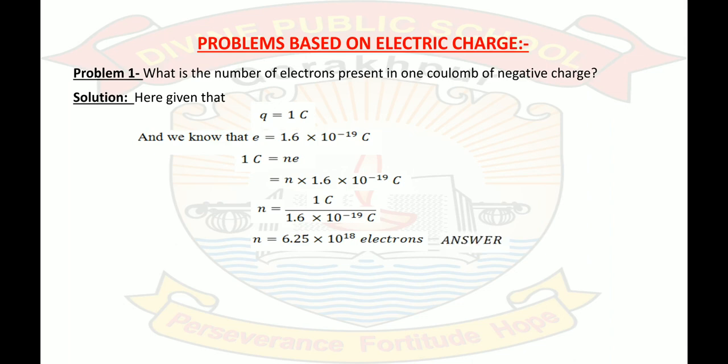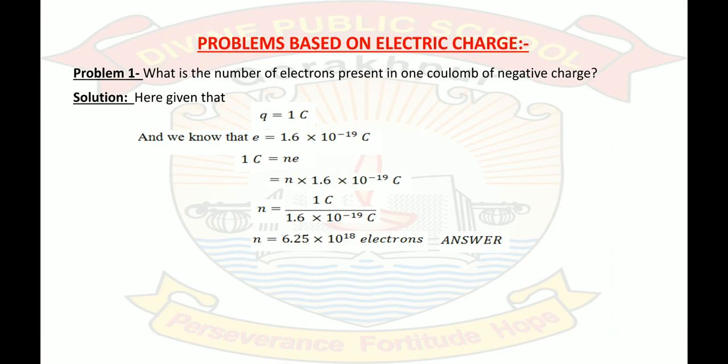There is nothing much to explain in this question. It is a very easy one, and you must have solved it in class 10th also. It is a very important question. Every time we study electrostatics, this is the very first numerical you are going to solve. Sometimes this 1 coulomb is replaced by 2, 3, 4, etc. So you can put the charge accordingly. Like the question can be, what is the number of electrons present in 5 coulomb of positive charge? So in place of Q you will put 5.